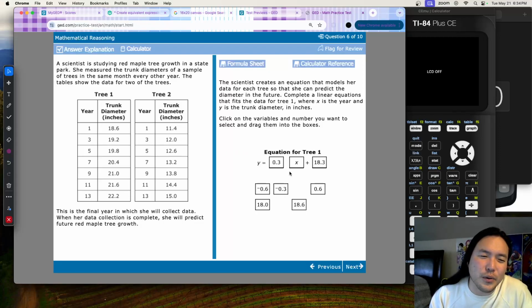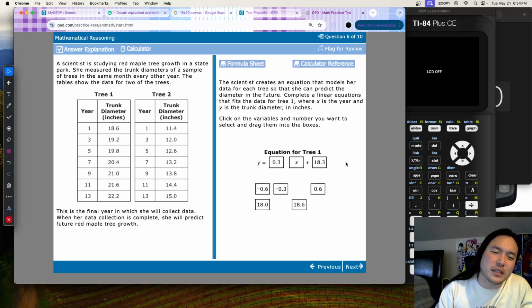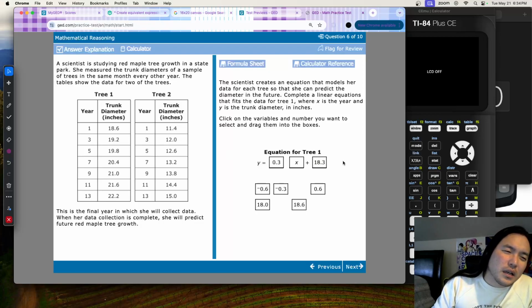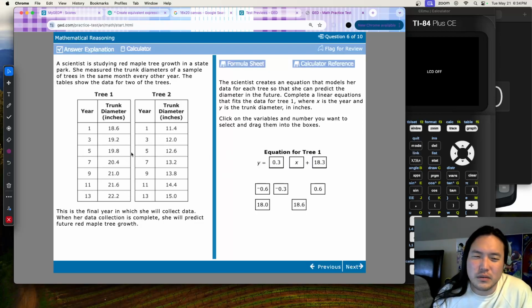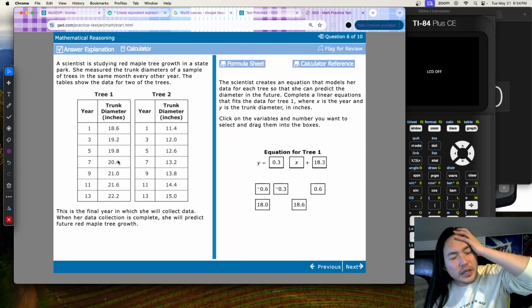And then I know that when x equals 0, the diameter has to be less than 18.6. It's actually going to be 18.6 minus 0.3. That much I can do in my head. So I immediately calculated 18.3. It just works. Also, once I have it, I can just check. I plug in 1, 0.3 plus 18.3 is 18.6. 3 times 0.3 is 0.9. 0.9 plus 18.3 is 19.2. It doesn't matter which number you plug in, it's going to work.